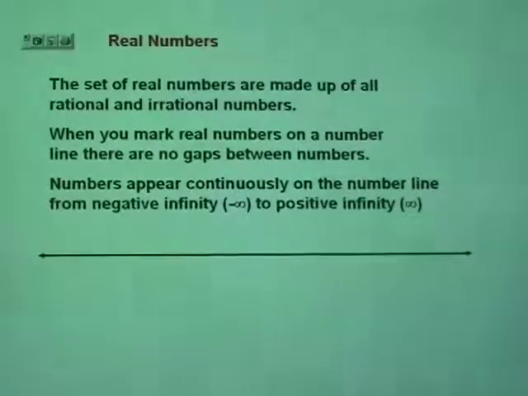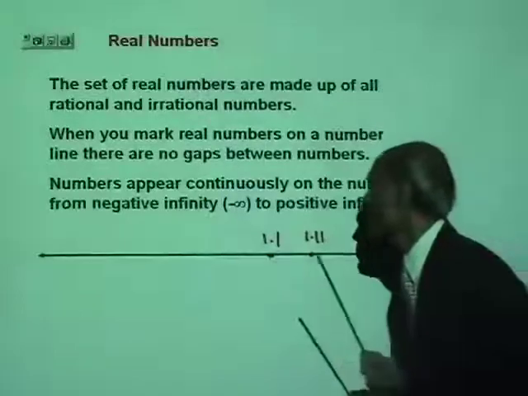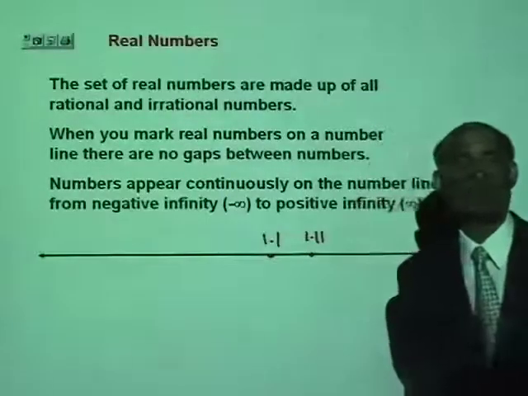Suppose I write a number here, I'm going to call it 1.1. That's a rational number. And this is 1.11. Now tell me, how many numbers are there in between 1.1 and 1.11?